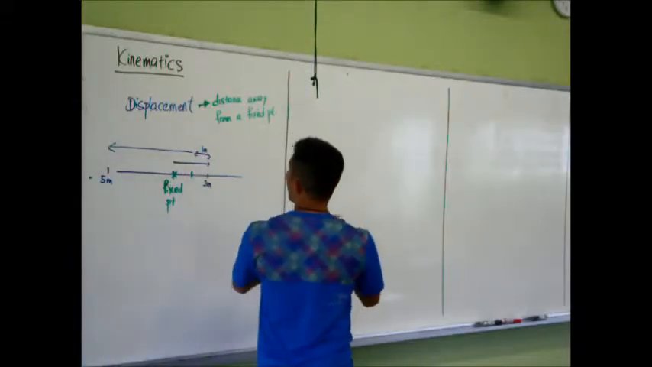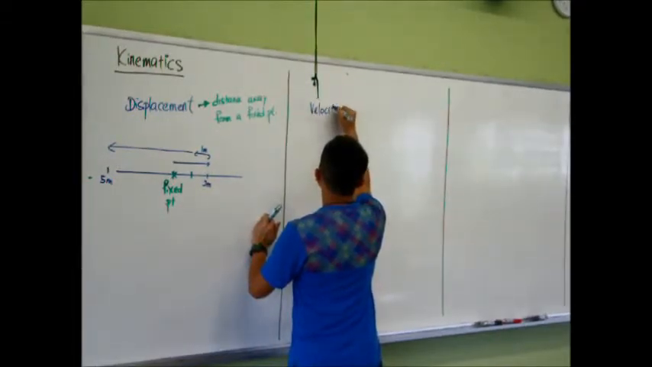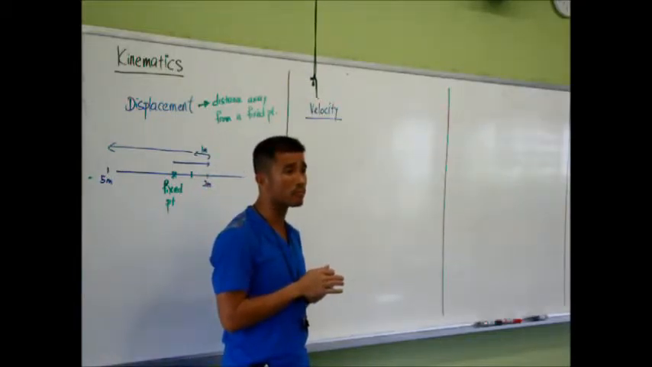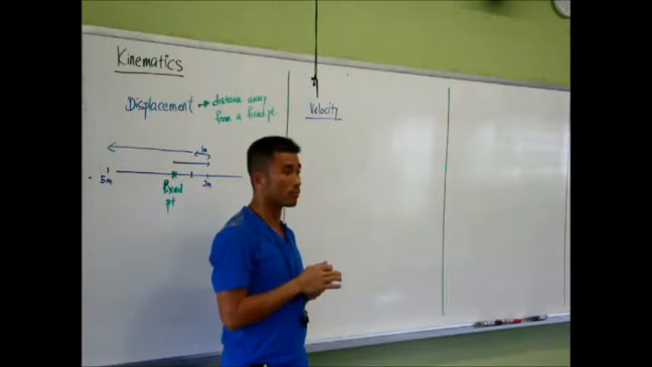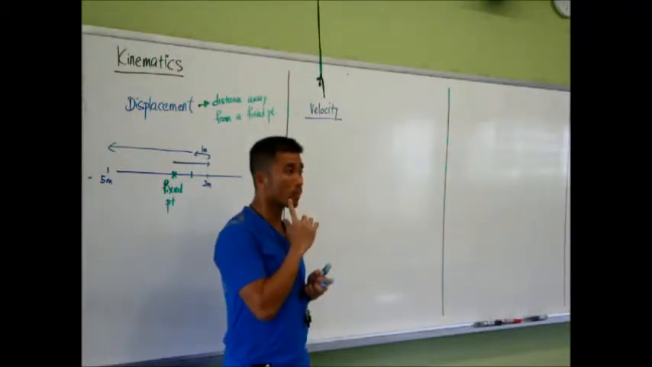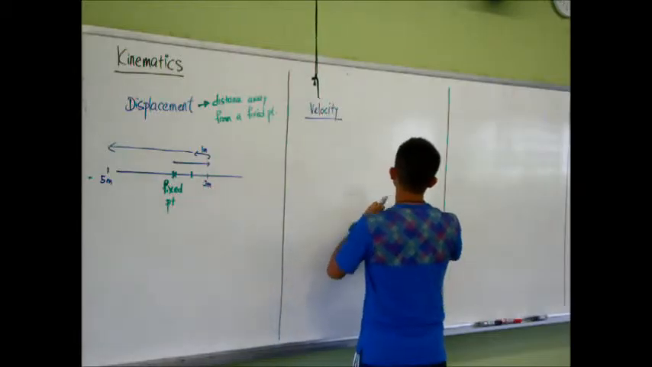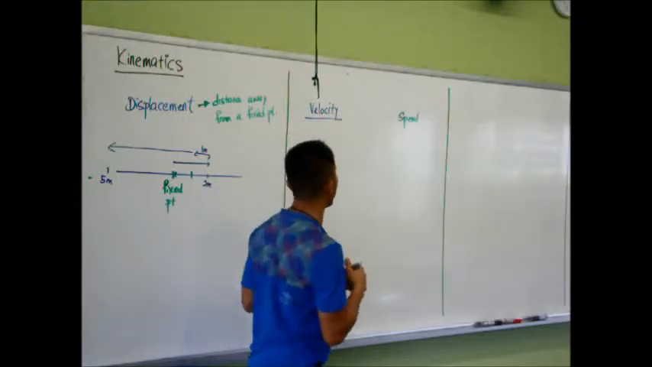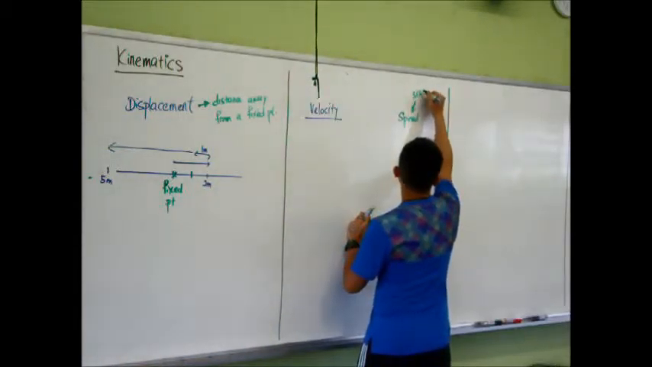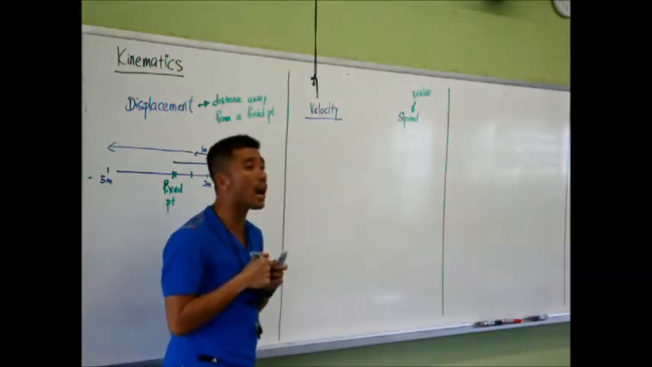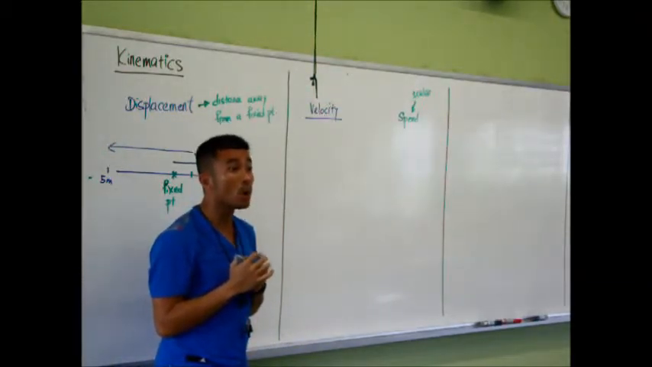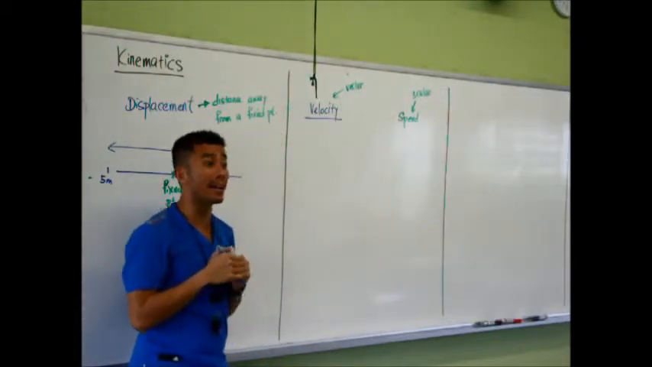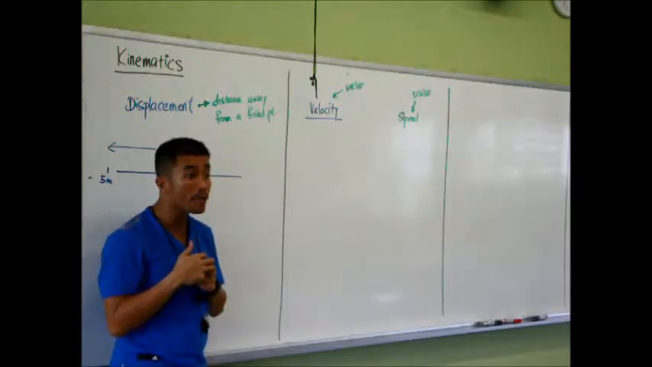Now, moving on. Velocity. I told you last week, velocity is very similar to speed. But what is the main difference? Direction. Alright? Speed is a scalar. In physics, a scalar only tells you the value, the magnitude. But velocity is a vector. Not only does it have a magnitude, it will also tell you the direction.